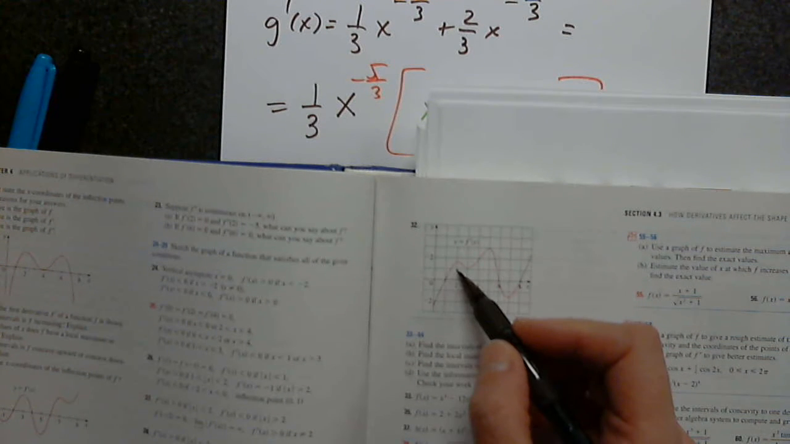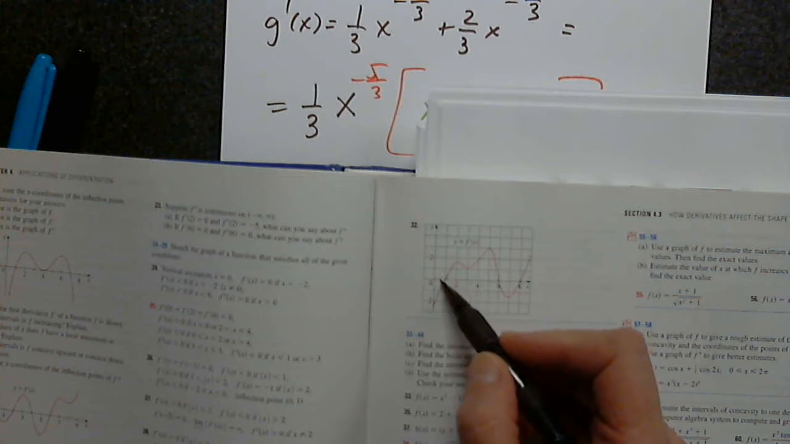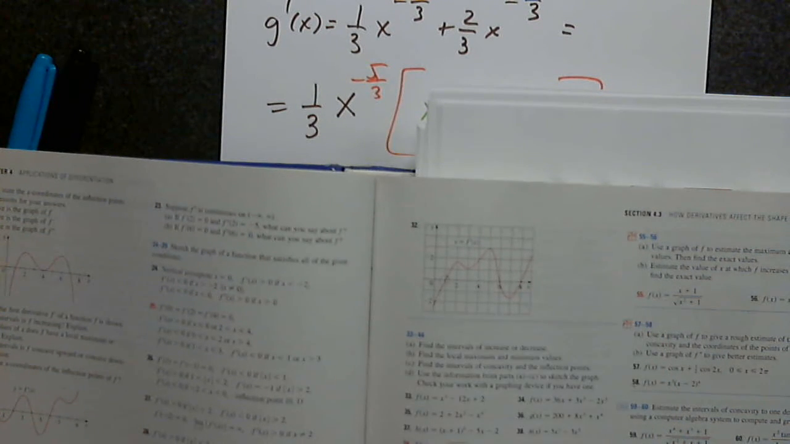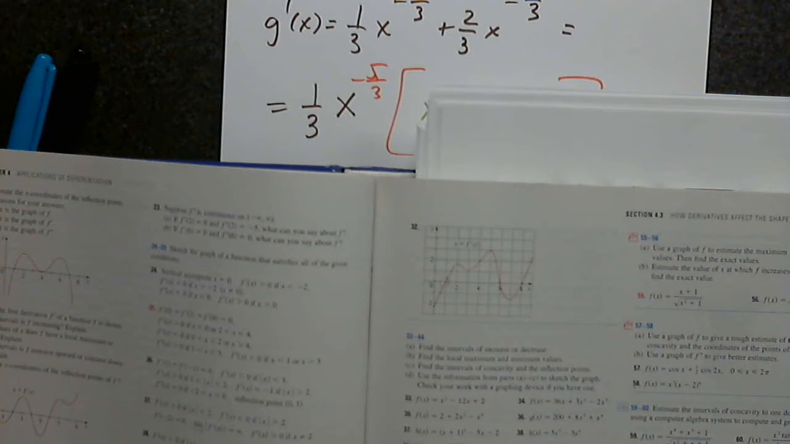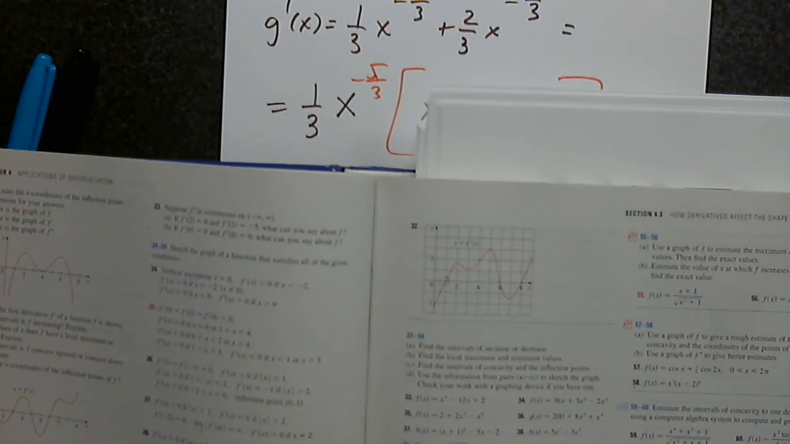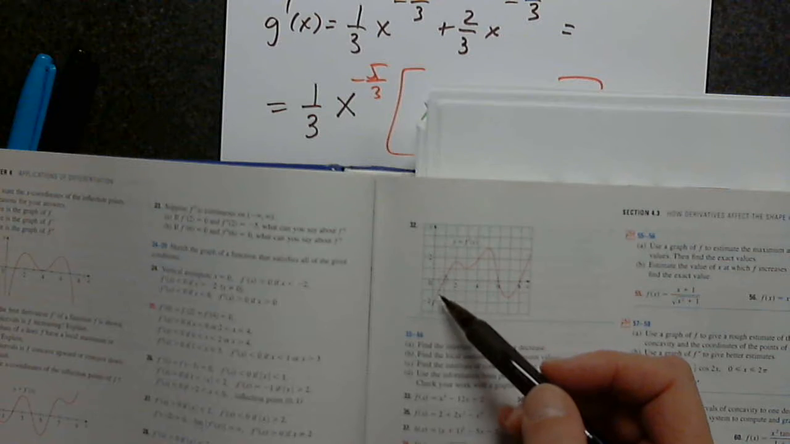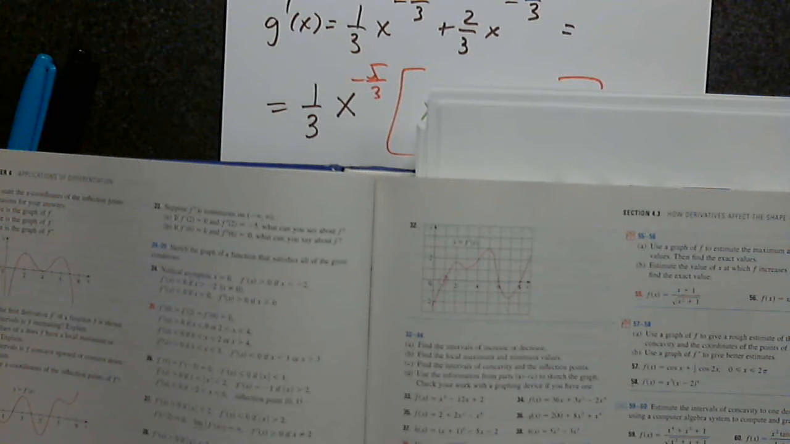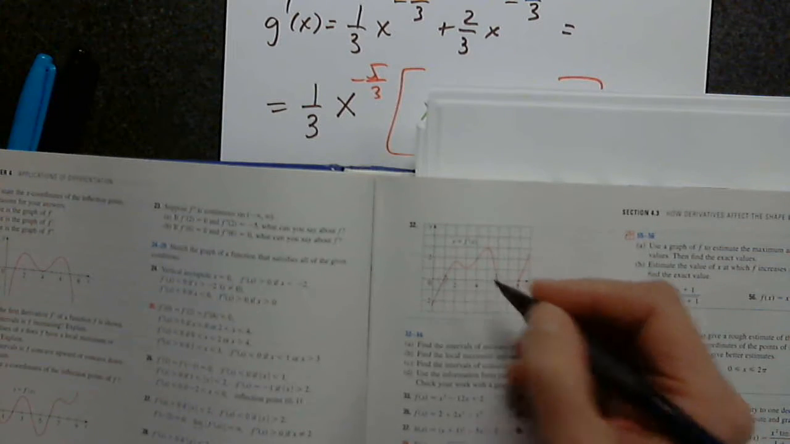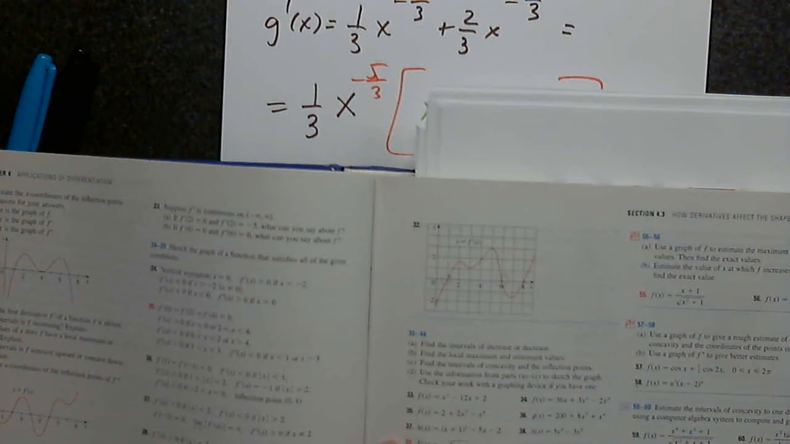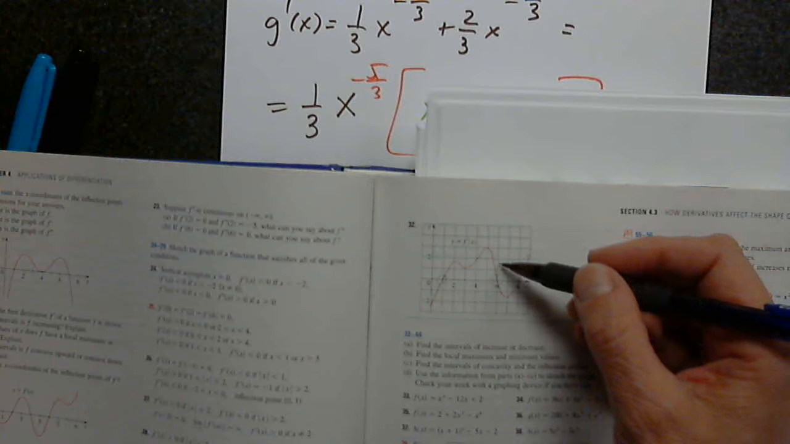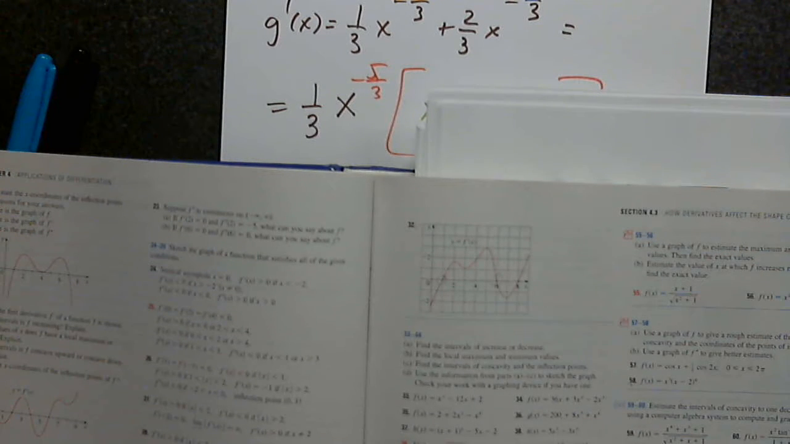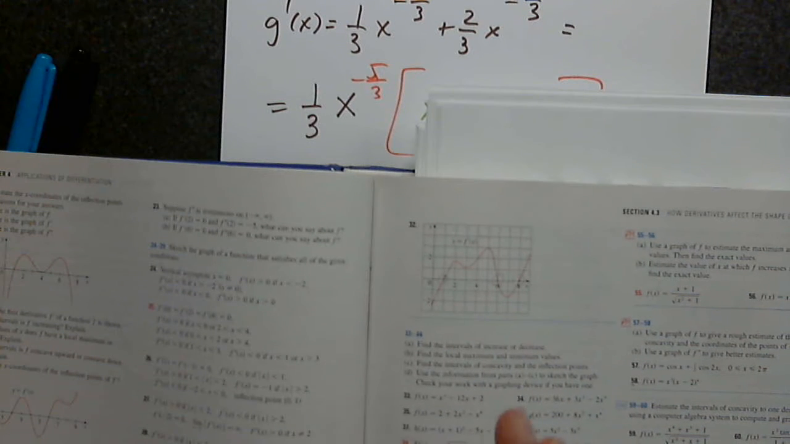So from negative to positive is a local min. So at this point, it has a local min. The derivative has to be 0 or undefined, and the sequence of signs must be negative to positive for a local min. At this point, at 0, it has a local max because it's coming from positive to negative. At this point, it's coming from negative to positive, so it's a local min.